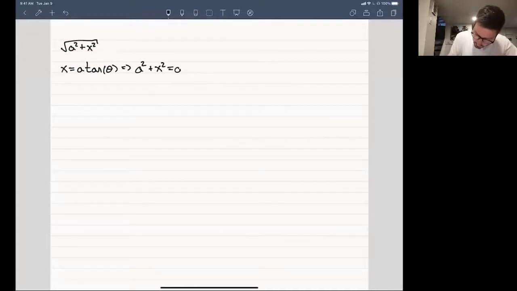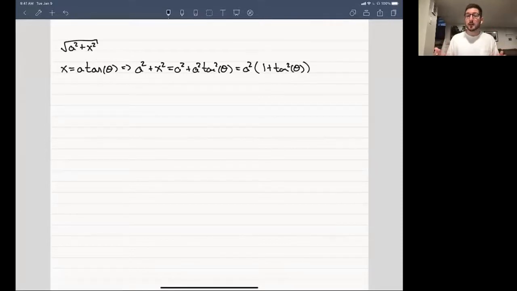This gives me a squared plus x squared underneath the square root. This will become a squared plus a squared tan squared of theta. And I can factor out an a squared from this. And this leaves me with 1 plus tan squared of theta, which we know from the second Pythagorean trigonometric identity is actually equal to a squared secant squared of theta. And so if you look at what's happened here, you have taken the square root of a squared plus x squared, and you've turned it into the square root of two things that are square, a squared and secant squared. Now, of course, we have to be careful when we take these square roots of squares. We have absolute values that pop up, but we'll deal with that in a moment.